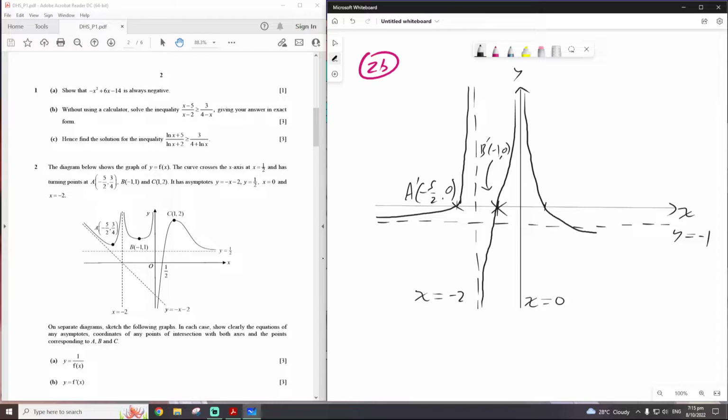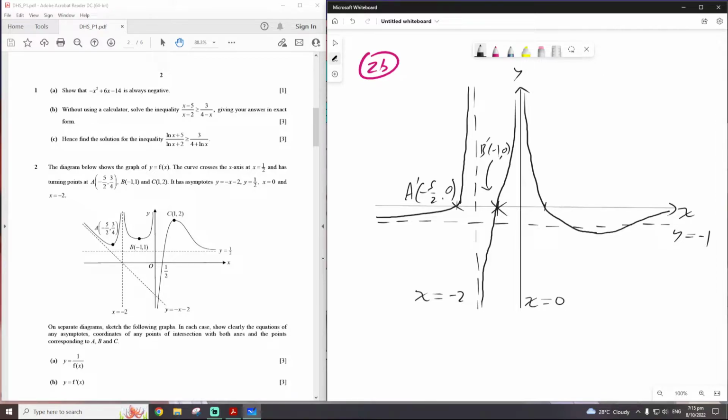Although, personally speaking, and by the way, this is also what the Dunman solution gives, I don't think they'll be too strict with it, because it's quite hard. You can't discern exactly what the gradient is. So if you end up drawing this curve part slightly above the asymptote, I think they will still give it to you.